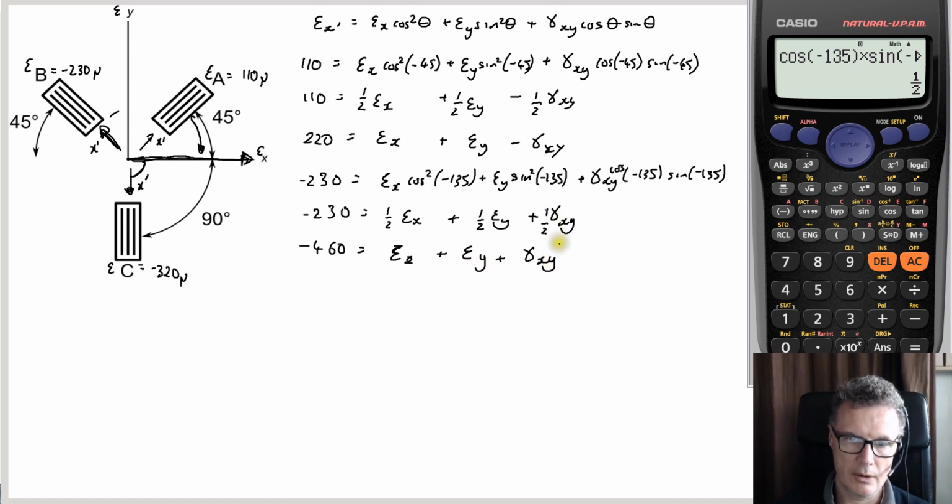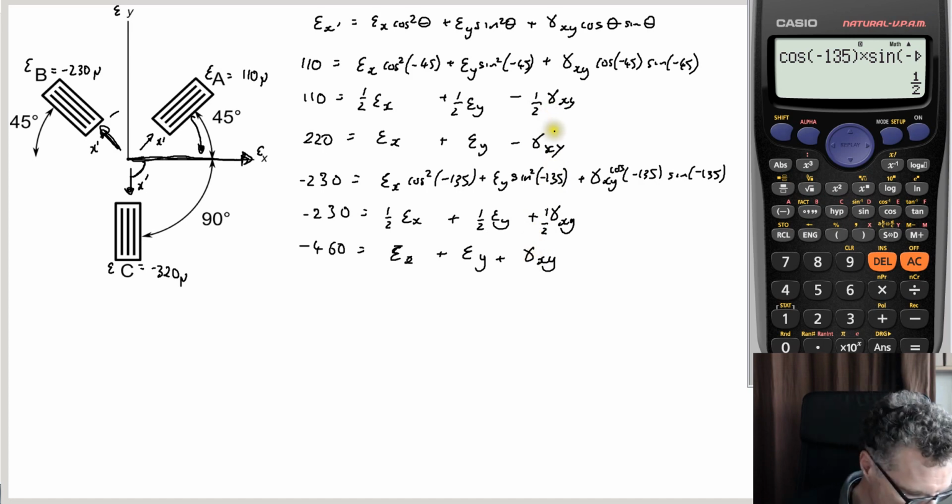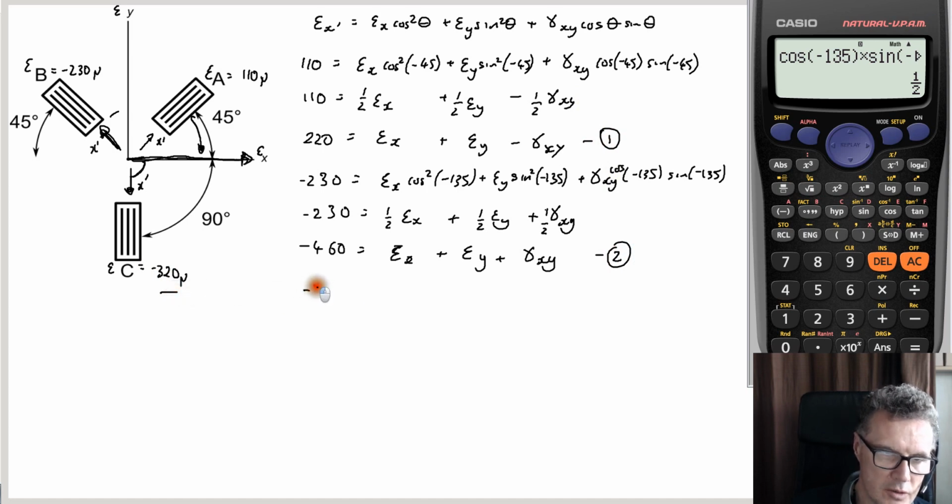Right, so I can work out what the strain is in the XY plane if I took that equation away from that equation. One way of doing it. Let's do the other equation first. So that's equation 1, equation 2, the other equation. So that's this one down here. So it's minus 320.